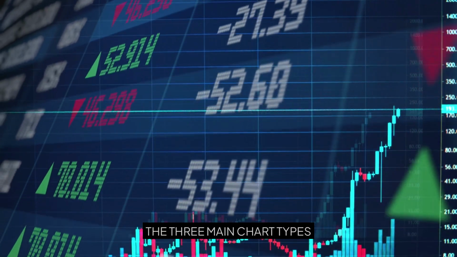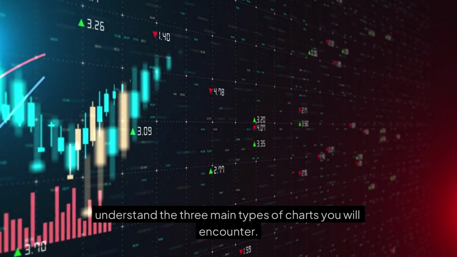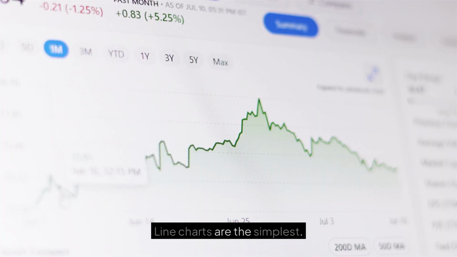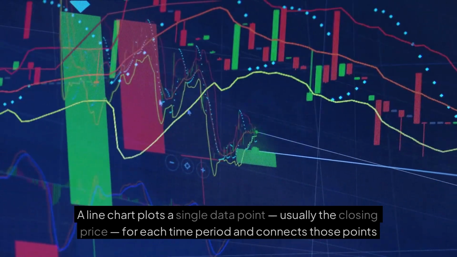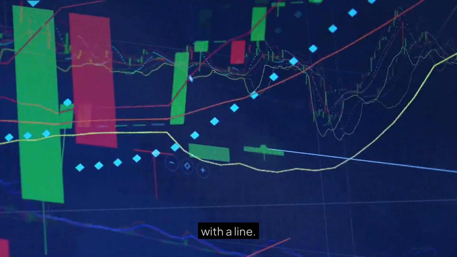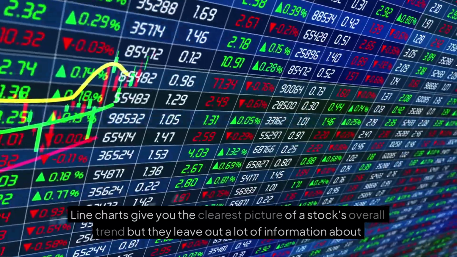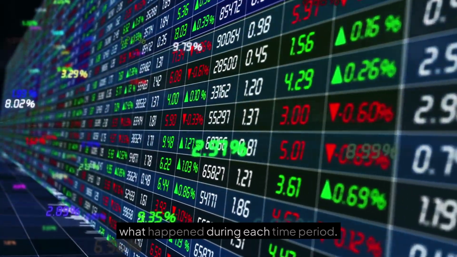The three main chart types. Before getting into patterns and indicators, you need to understand the three main types of charts you will encounter. Line charts are the simplest. A line chart plots a single data point, usually the closing price, for each time period and connects those points with a line. Line charts give you the clearest picture of a stock's overall trend, but they leave out a lot of information about what happened during each time period.